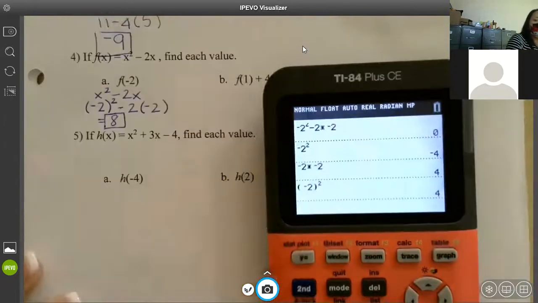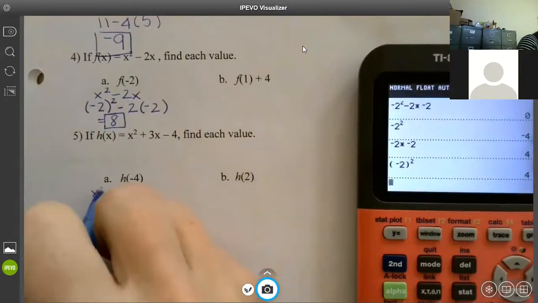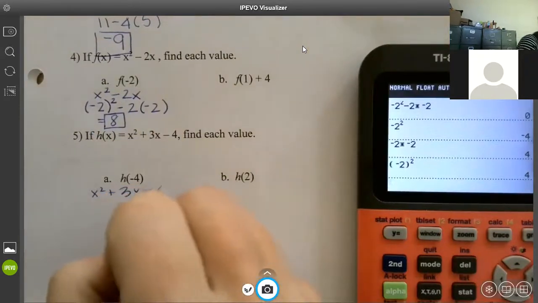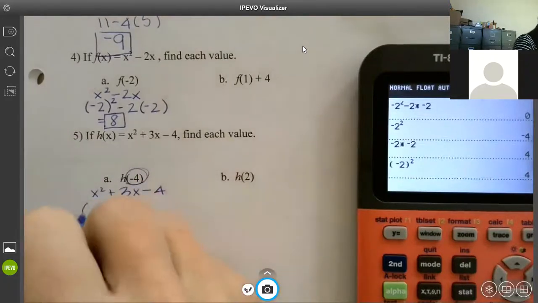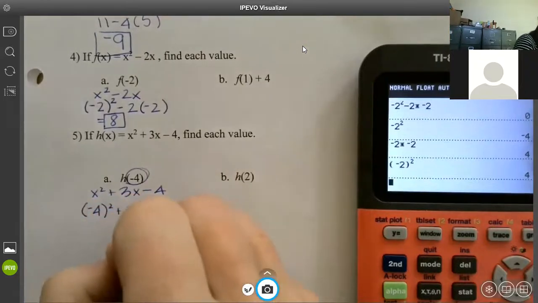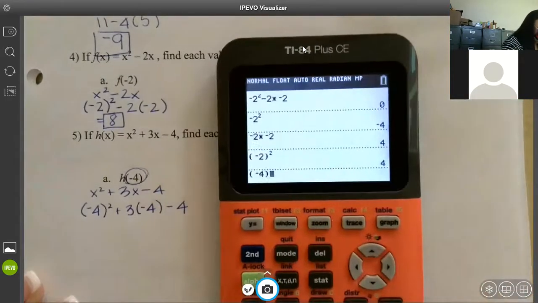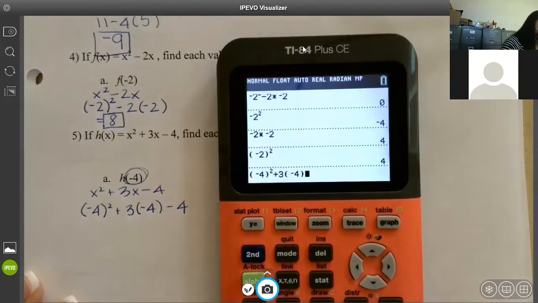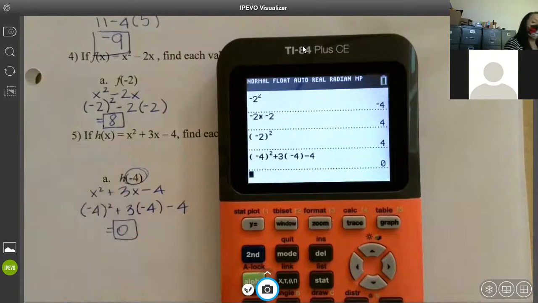Look at your next one. There's 2 numbers on this. We're going to do each one. So we're going to start with the first one, x squared plus 3x minus 4, and it says to plug in -4 for all of your x's. Use parentheses, -4 squared plus 3 times -4 for that x as well, and then -4. Literally type it in your calculator. I do not care how much you use your calculator at this point. We get 0.